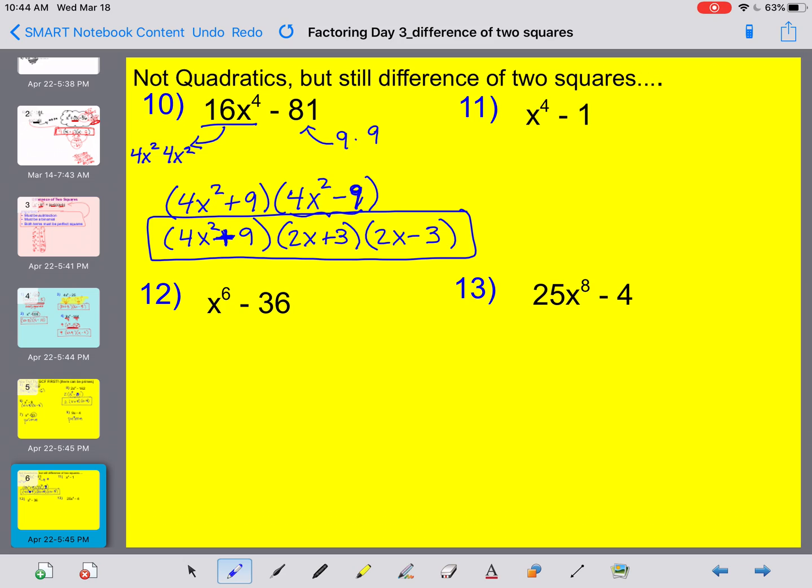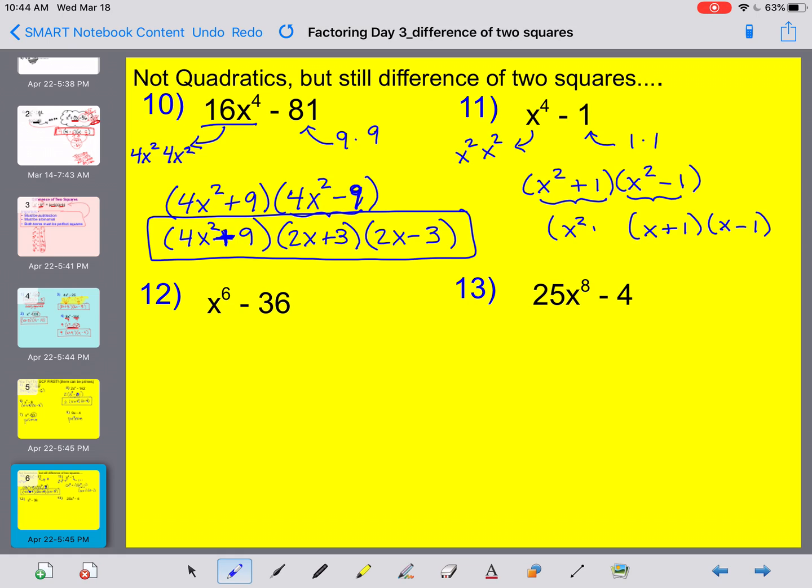Number 11, I have a binomial, it's subtraction, everything is a perfect square. This could be x squared and x squared, and this could be 1 times 1. So x squared plus 1, x squared minus 1. The x squared minus 1 can keep going further: x plus 1, x minus 1. The x squared plus 1 I'm just going to bring down. So this is my final answer.